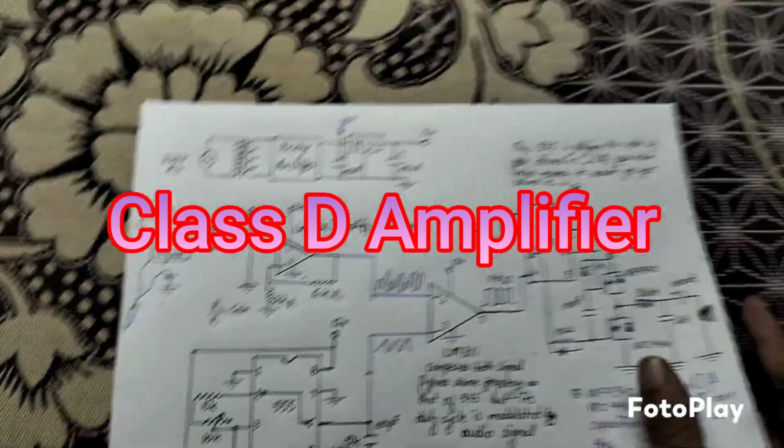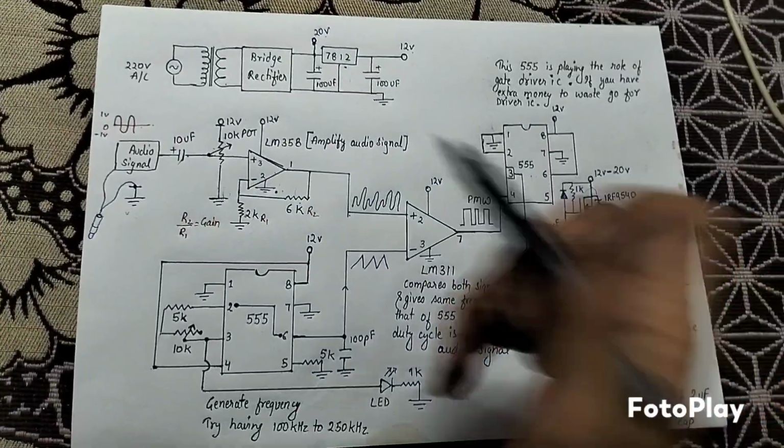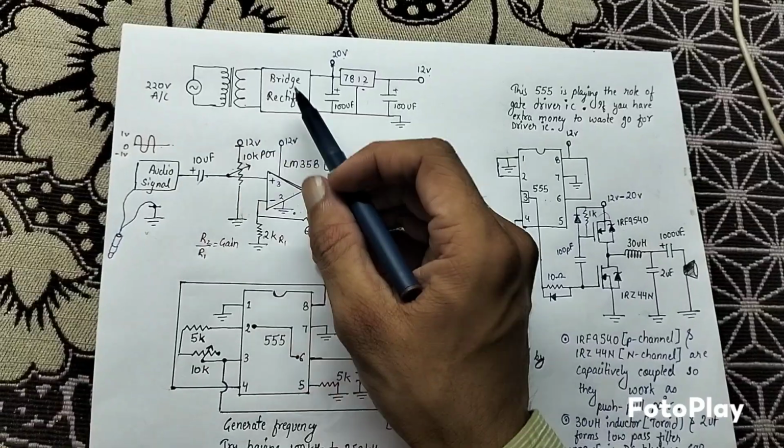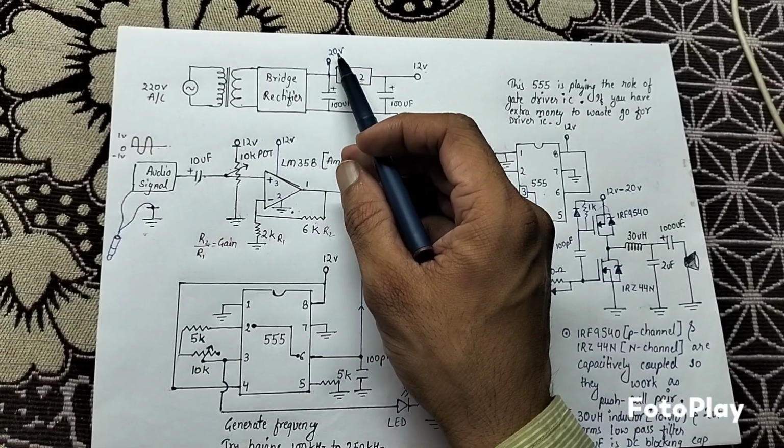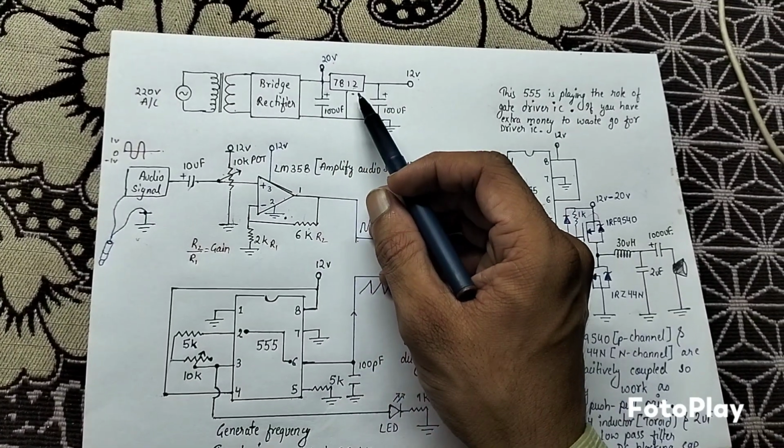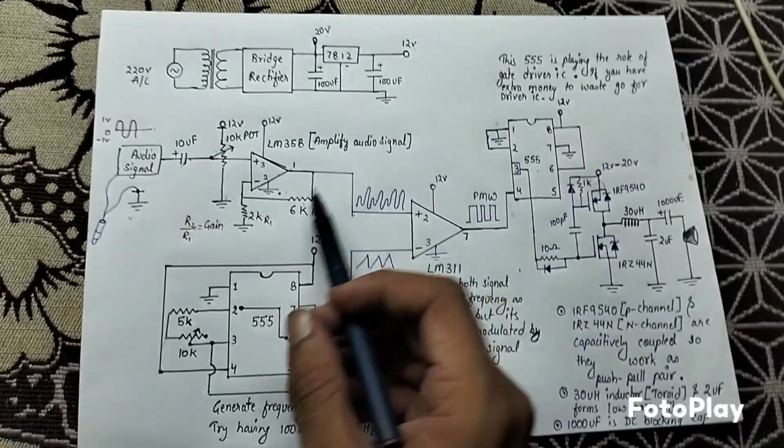Here is a schematic diagram for a simple class D amplifier. First we have our AC mains, step down transformer, and bridge rectifier. We are getting 20 volts after rectification. This is a regulating IC to get 12 volts.